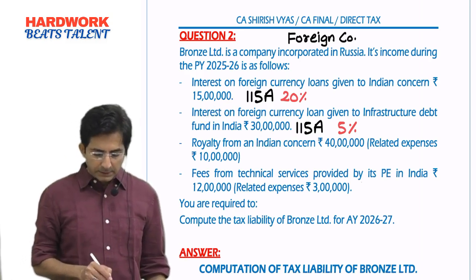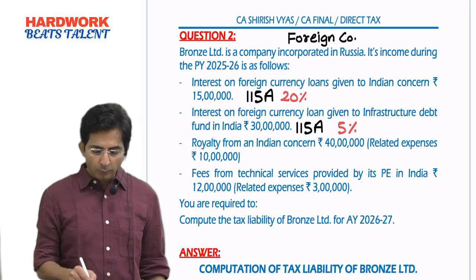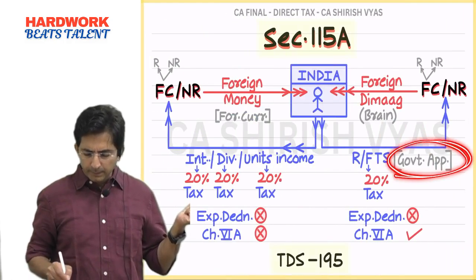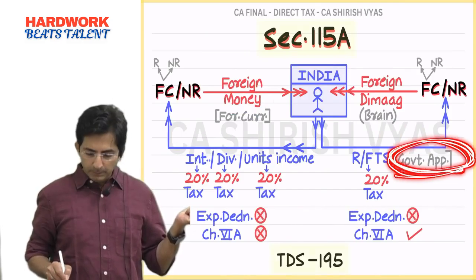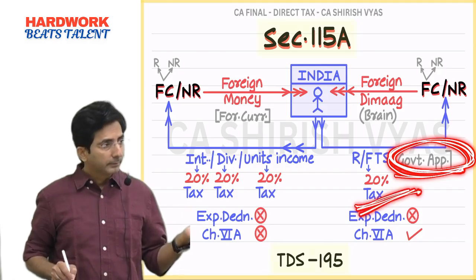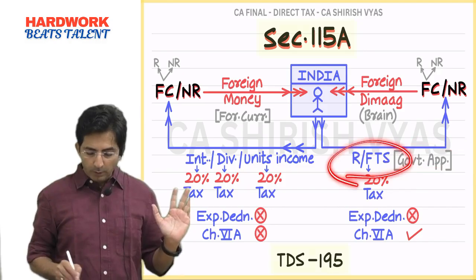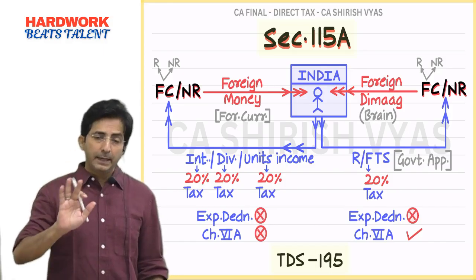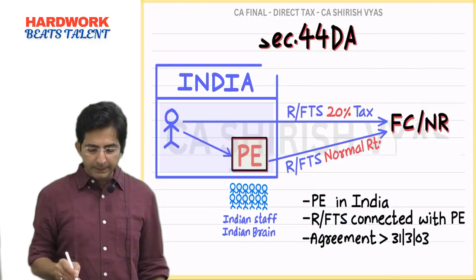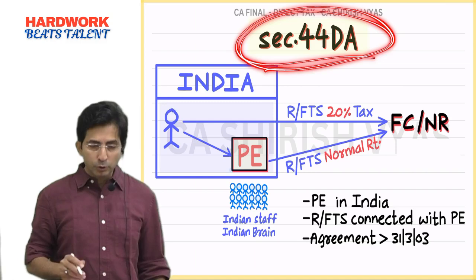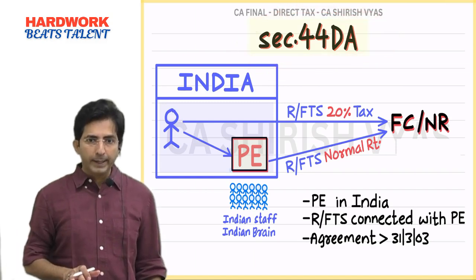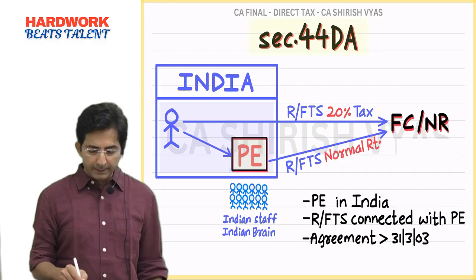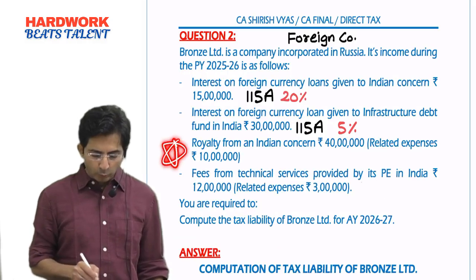Then, the next income is royalty income. Tell me, what is the rule for royalty income? Explain the rule fast. Royalty income, if the royalty agreement is approved by the government, will be subject to 20% tax. But be careful, if royalty is routed through their PE in India, then it is the normal rate as per 44DA. So whenever royalty comes, you have to check whether the royalty is routed through a PE in India or has come directly from India. So check here. Have they mentioned it is routed through a PE in India?